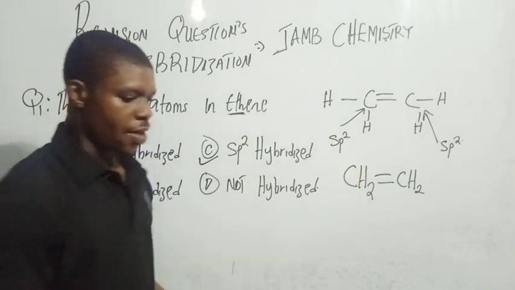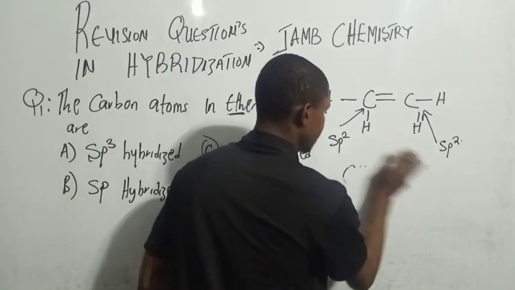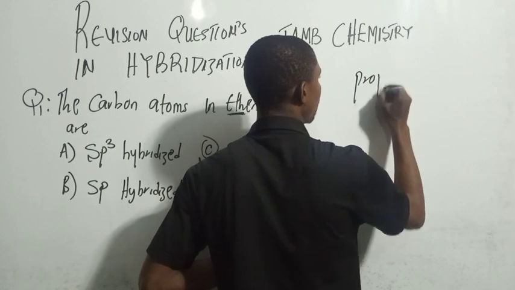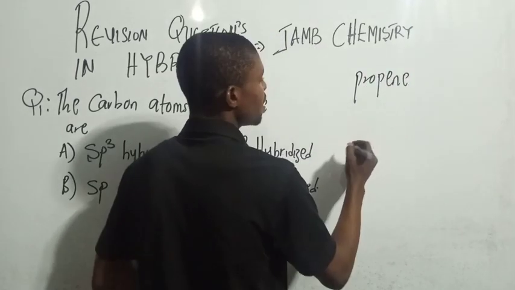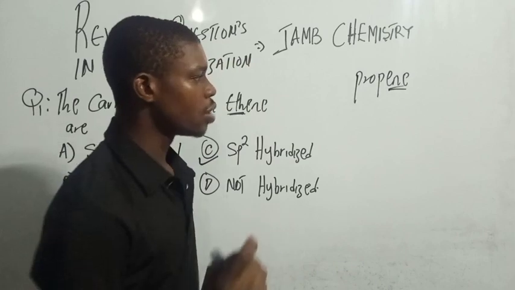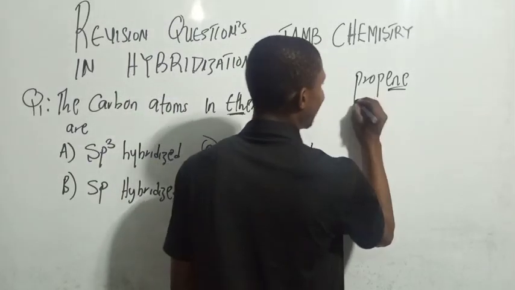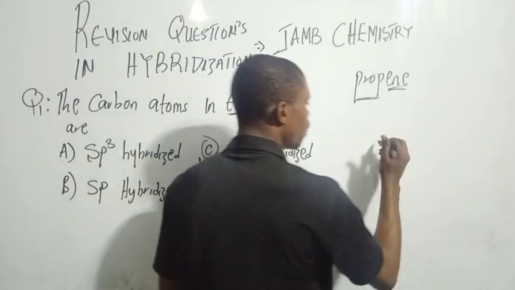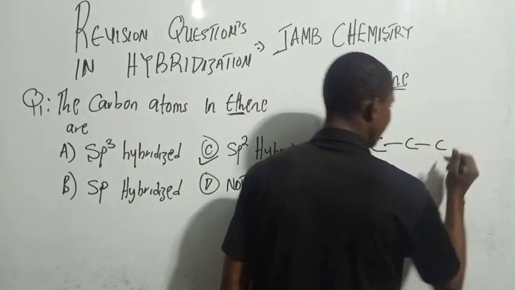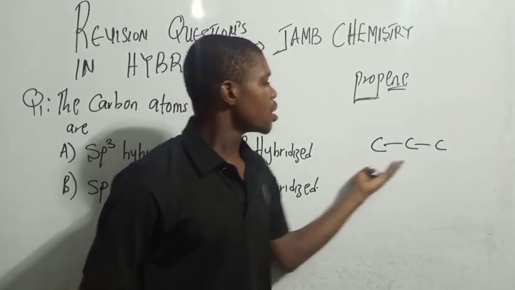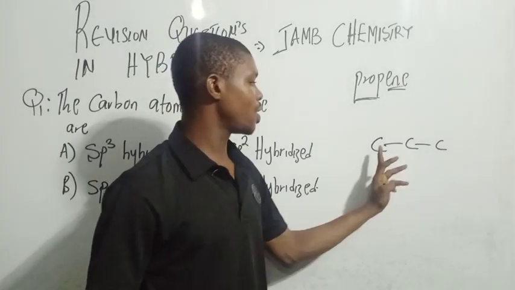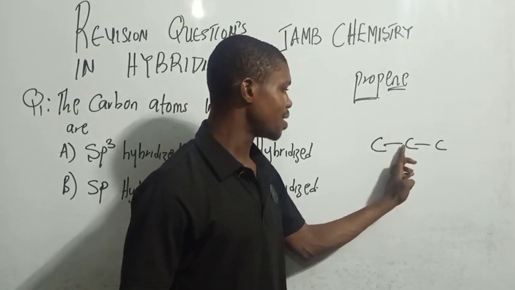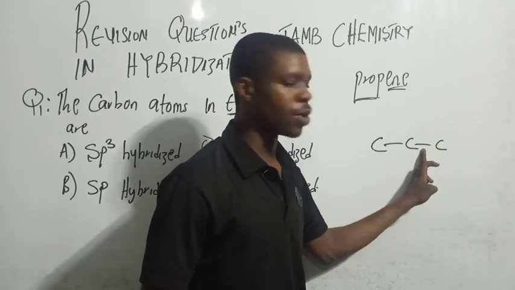Hope you understand. Now, if for example here they say propene. Now, this ene in here means a double bond. This prop here means three carbon atoms. So you have one, two, three. So remember, the carbon atoms are connected with a single bond, right? This carbon atom is connected to this carbon atom with a single bond. This one is connected to the top carbon atom with a single bond, right?